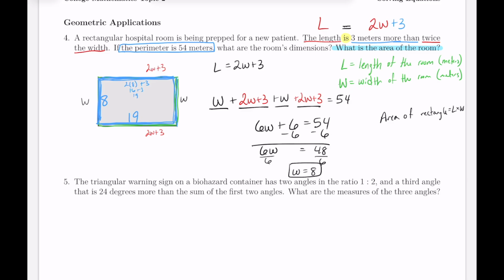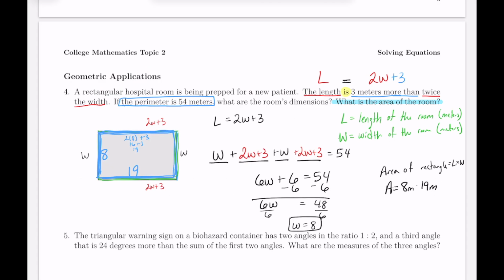And what we're going to do for that is multiply, right? So area is equal to 8 meters times 19 meters. The next thing we've got to do is actually multiply 8 times 19. It does come out to be 152. You can do this on a calculator, or the long way. You could also take 20 times 8 and then take off one of the eights. 20 times 8 is 160, and then 1 less 8 is 152.